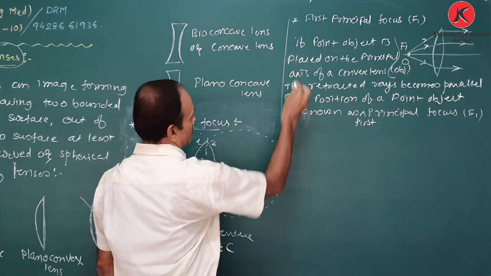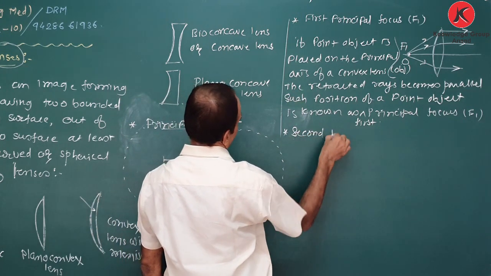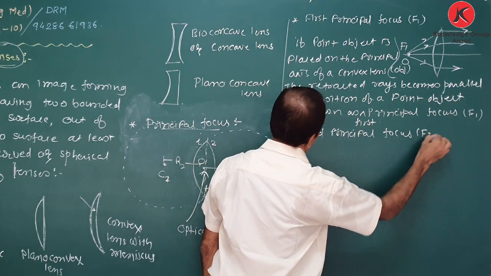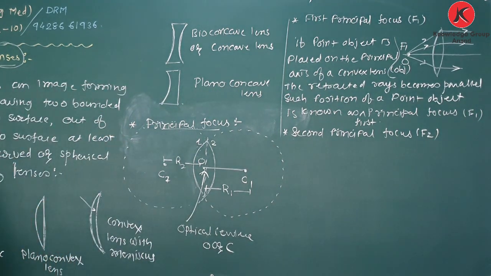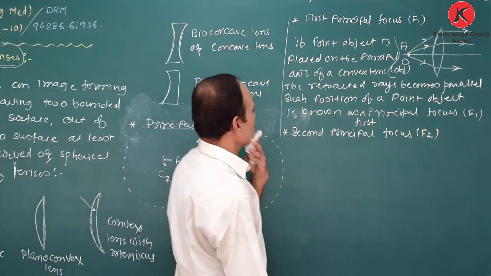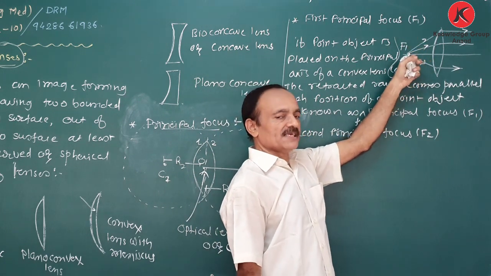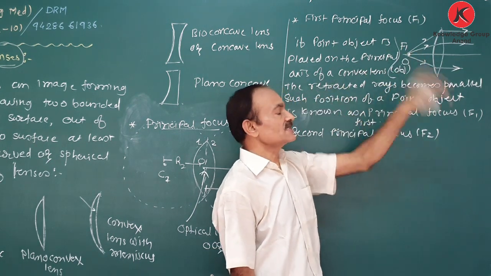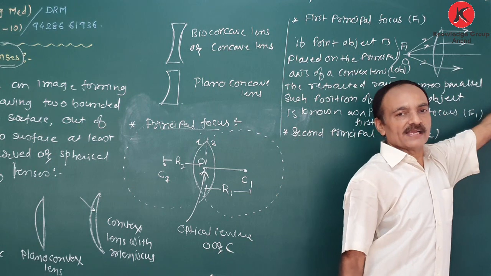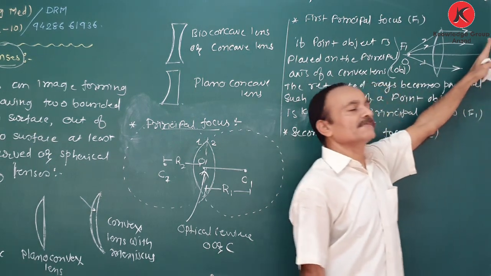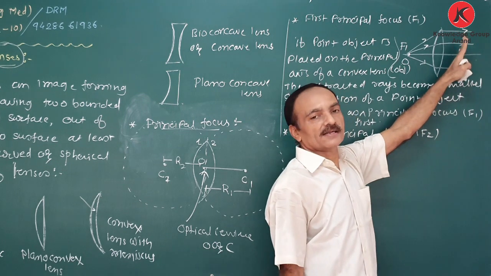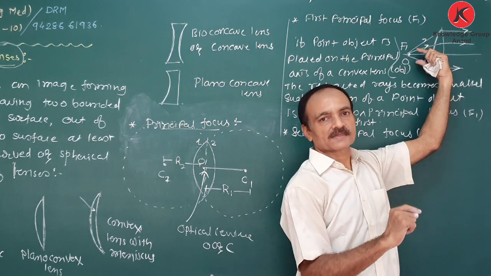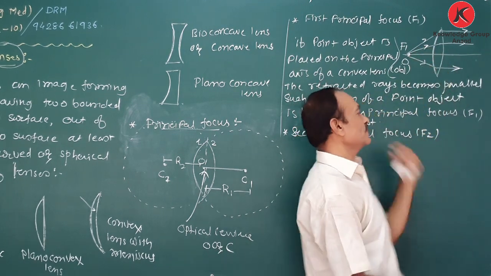Now the second principal focus. In that case, what is the definition of the second principal focus? Here, the point object is placed on the principal axis, effectively at infinite distance. The rays coming from the object at infinite distance are parallel to the principal axis. After the refraction, they meet at a point on the principal axis. This point is known as the second principal focus.